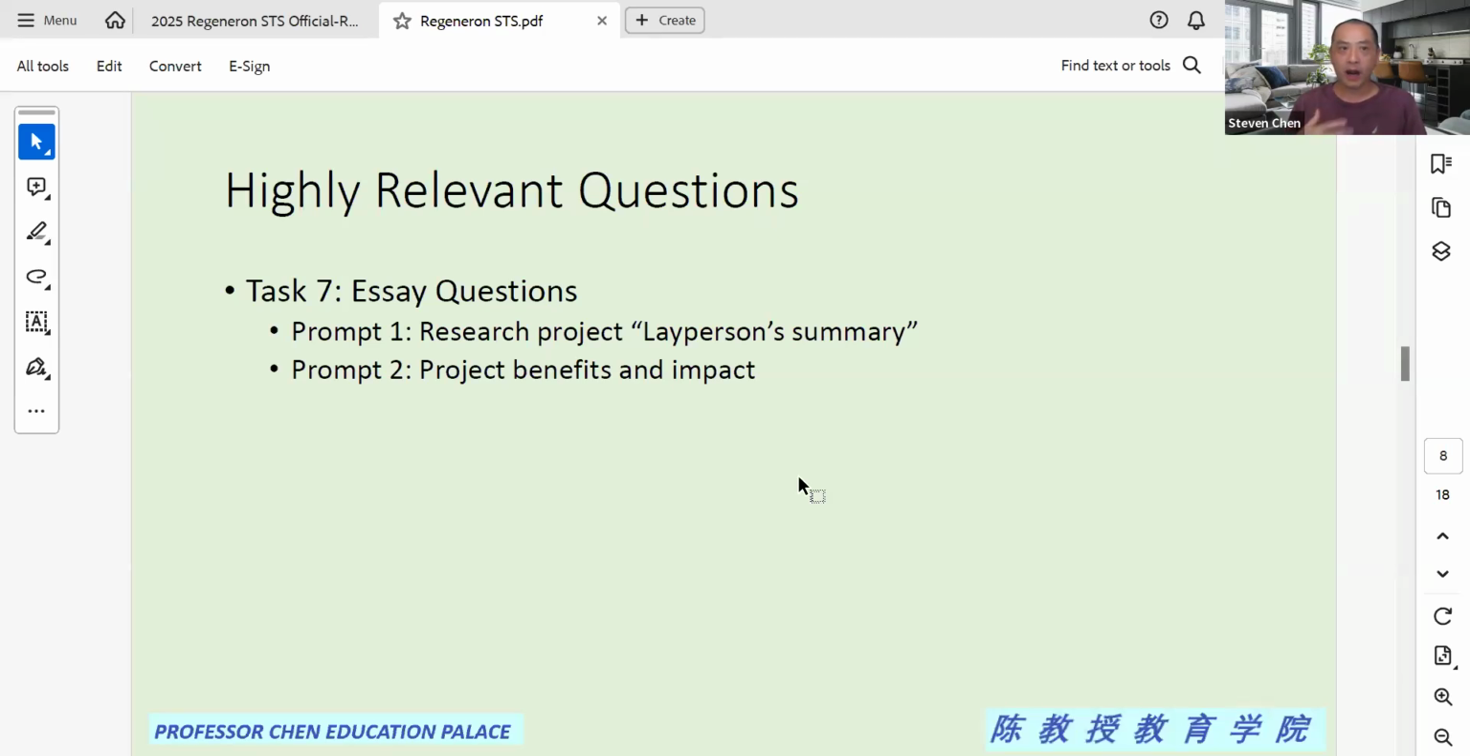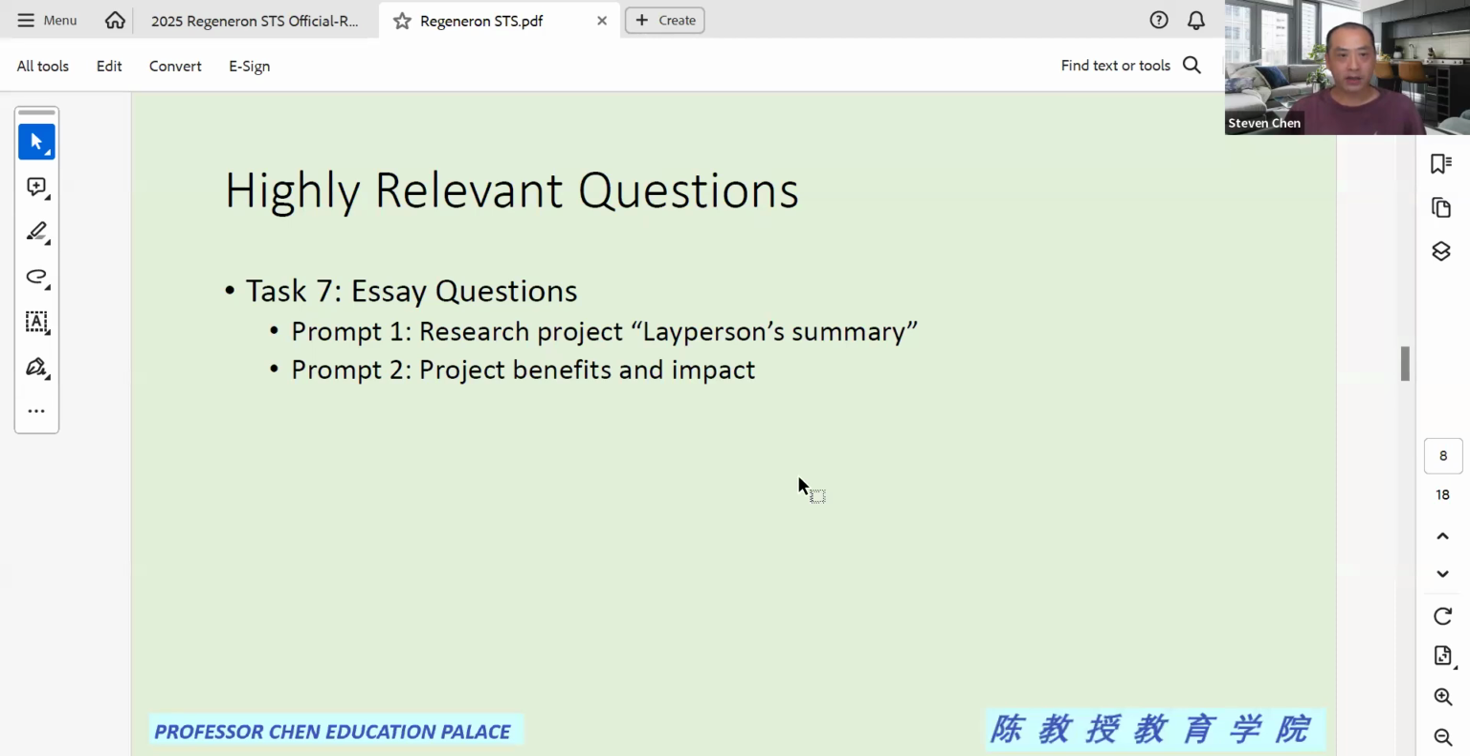but they're highly relevant. For instance, if you look at task 7, essay questions. For the first 2 prompts, prompt 1 asks you to describe your research by doing the layperson summary. That is, you should not use too scientific language that no one else in the world can understand. They want you to state your research in a way that everyone who is not in your field can still understand what you did, right? So this is called a layperson summary.